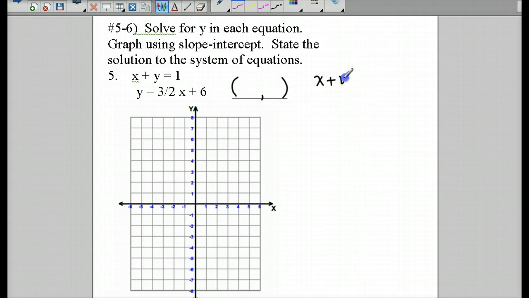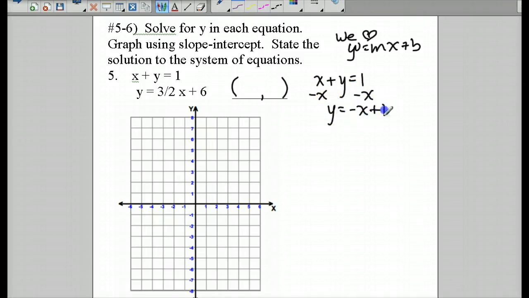I'm going to rewrite the first equation because if I look here, my first equation is not in y equals mx plus b form. My second equation is, so my second equation can stay, but my first equation needs to be changed to y equals mx plus b form. So basically I'm trying to get y alone because remember, we heart y equals mx plus b. So we want our y all by itself. So we minus x from both sides, and we get y equals negative x plus 1.